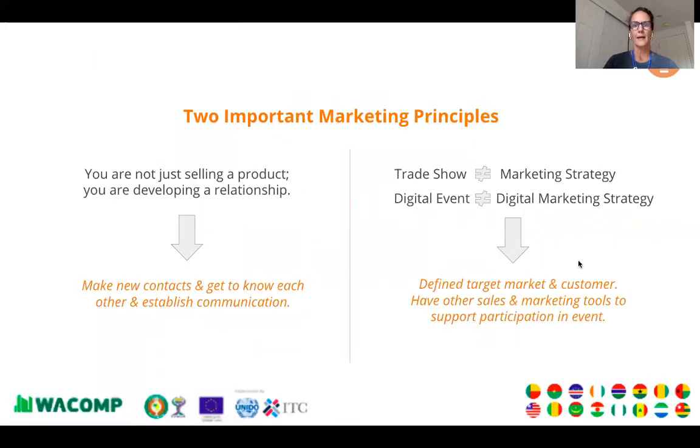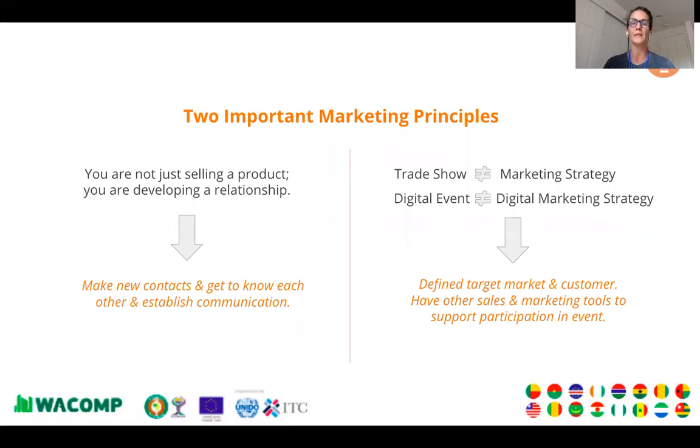But before we get into those 3 practices, I want to highlight 2 very important marketing principles. The first is, for successful export B2B sales, you need to be in the mindset that you're not just selling your product, you're developing a relationship with your customer. So therefore, the goal of these trade events is to make new contacts and get to know each other, so you can establish communication and start that relationship. So really stay focused on the relationship development more so than selling.